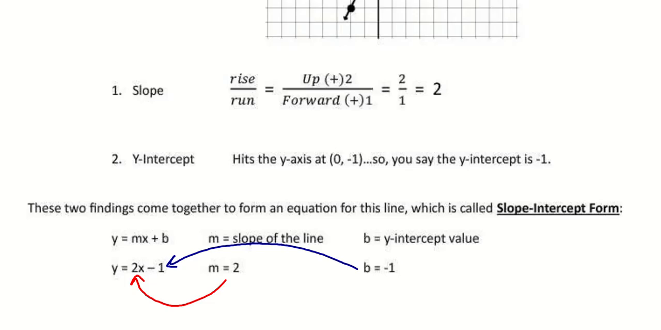Okay, all straight lines, with one exception, which is the vertical line, which we'll talk about at the end, will have some combination of a slope and y-intercept that tells you how it's traveling. Okay, so that's what you find to create it.